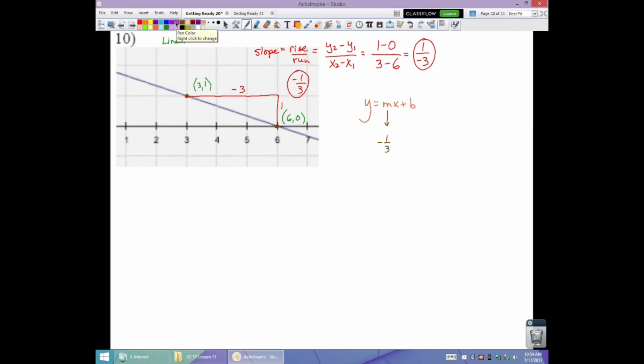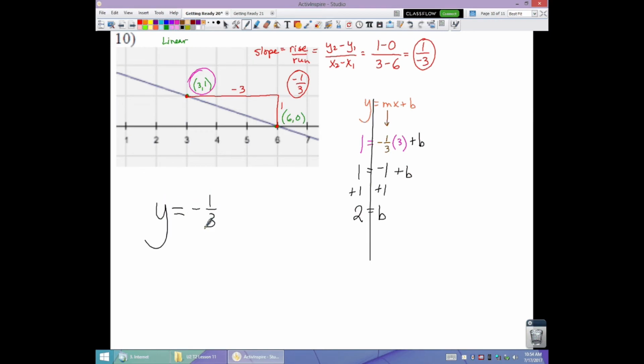I need to choose one of these 2 points to substitute in. It does not matter which one. If I use 3, 1, then the x value is 3, the y value is 1. Again, the only thing I don't have is the b value, so that's what I solve for. Negative 1/3 times 3 is negative 1. To solve for b, I'll add 1 to both sides, so b is equal to 2. Therefore, my equation is y equals slope times x plus y-intercept.